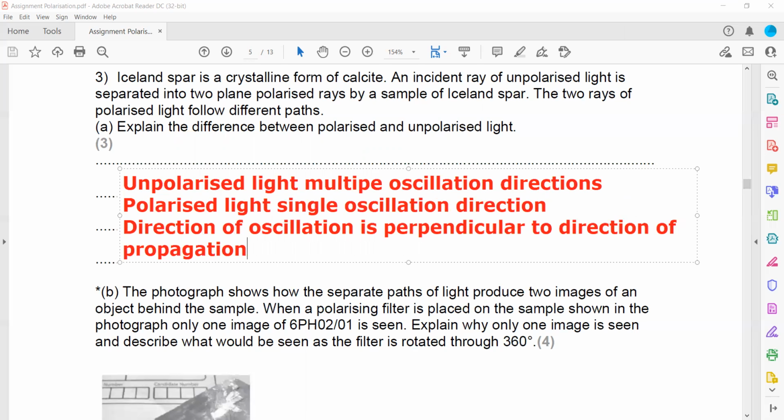Or there is also a second definition, because some students write the definition in terms of planes. Unpolarized light has many planes and polarized light has a single plane, and that single plane includes the direction of propagation. When you use the term plane for polarized light, you should mention that the plane includes the direction of propagation. So it's better to use the term oscillation or vibration rather than plane. Otherwise, you will be confused.